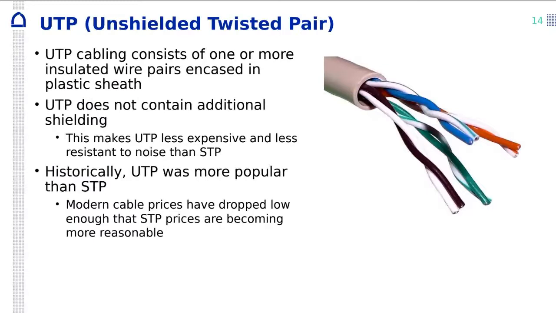UTP, unshielded twisted pair, that's the normal cable you find everywhere. You can see here at the back of this computer. So it does not have a shield or does not have additional shielding on the outside. So it's less expensive, but it is less resistant to noise than STP. And UTP is more popular. But nowadays, because shielded twisted pair become less expensive than before, also shielded twisted pair is becoming increasingly used.